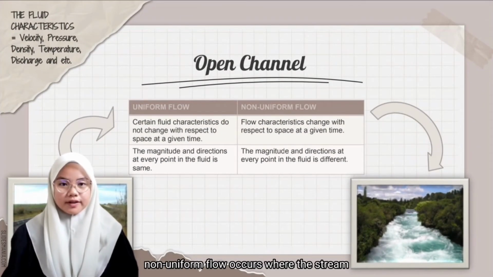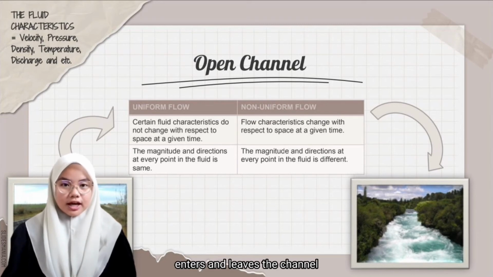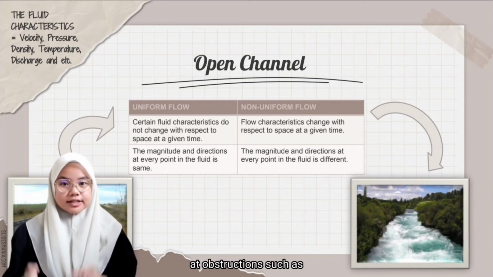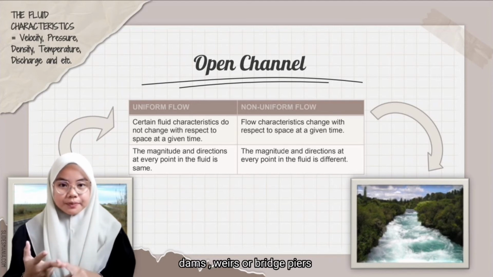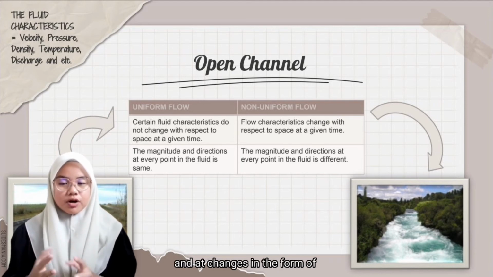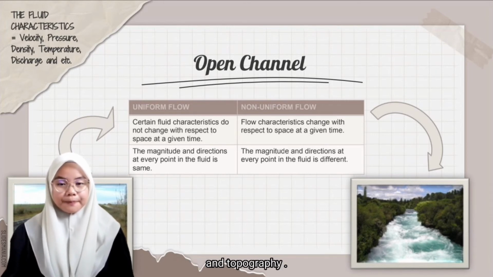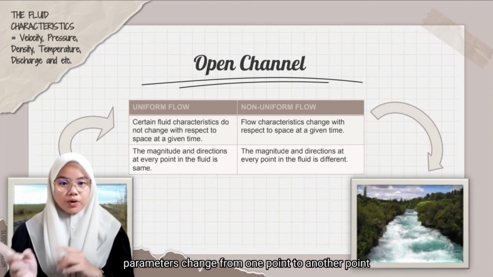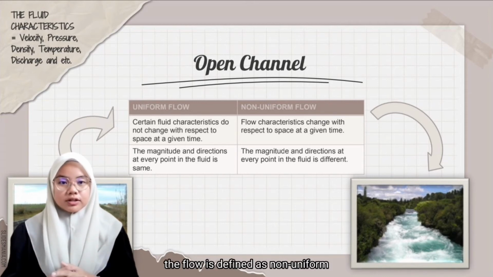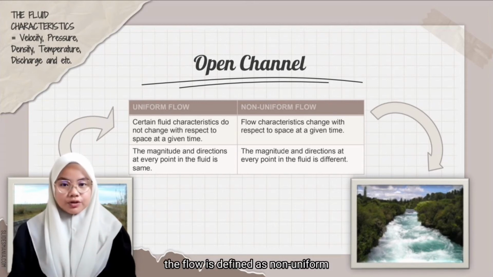Non-uniform flow occurs when the stream enters and leaves the channel, and with obstructions such as a dam, weir, or bridge, and a change in the form of cross-section which may be necessitated by natural conditions of soil and topography. When the velocity and other hydrodynamic parameters change from one point to another point, the flow is defined as non-uniform.